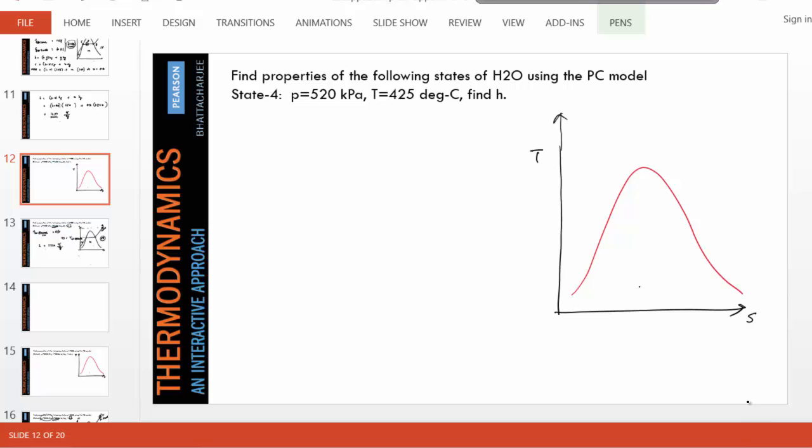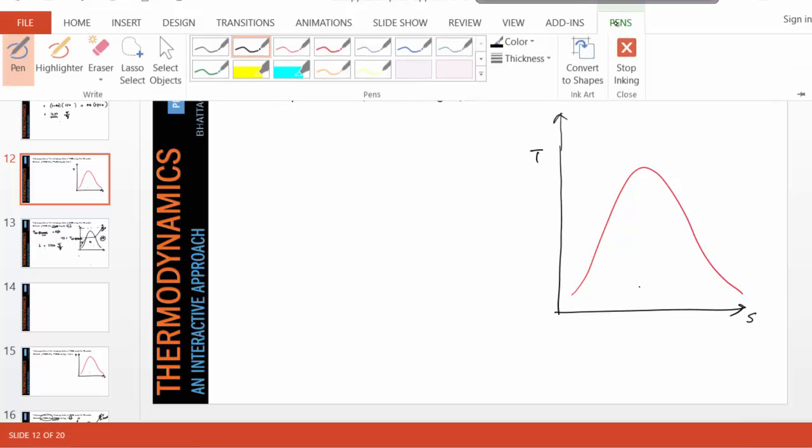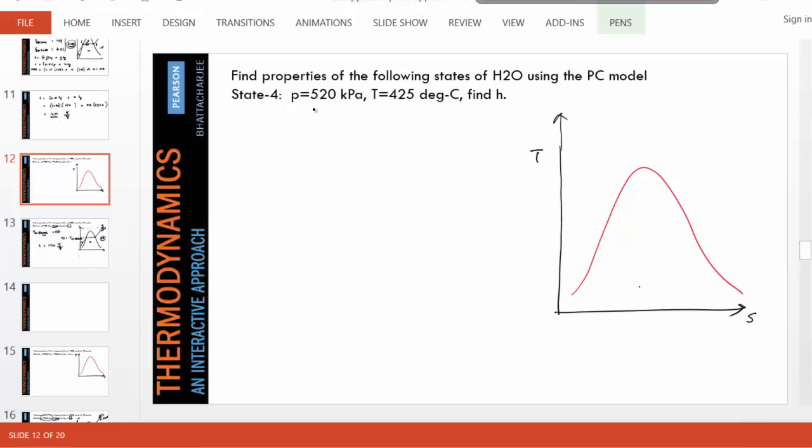Okay, in this problem, notice that the temperature is supplied. Pressure and temperature both are supplied, and we have no clue again where the state belongs. Of course, we start with our constant pressure line as usual, because the pressure is given to us. So the state will be somewhere on this line. Now, to get an idea where the temperature 425 is, we should not just assume the steam to be superheated or a mixture. We have to prove it to ourselves.